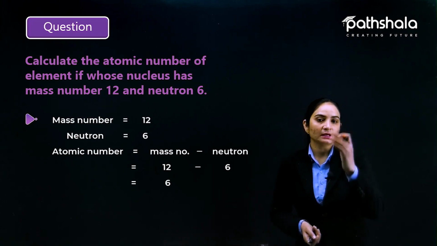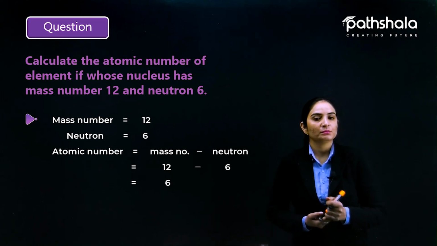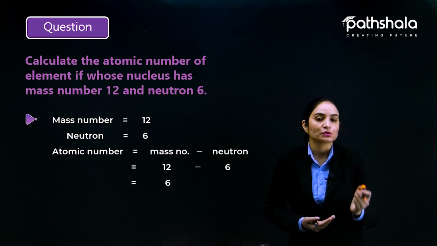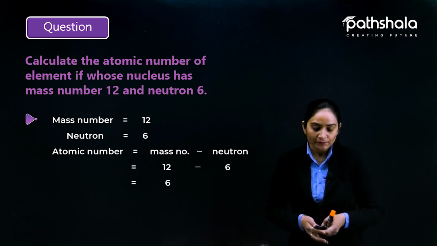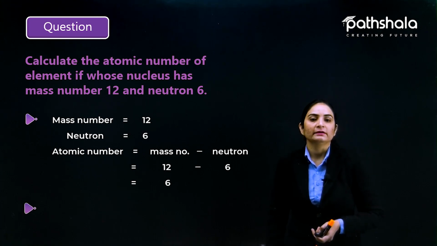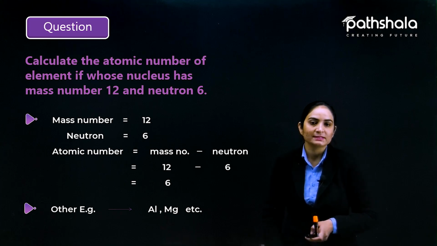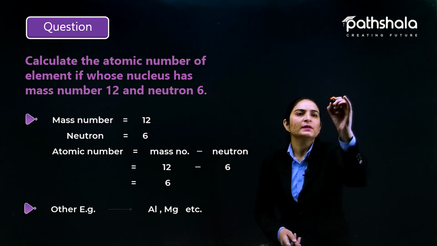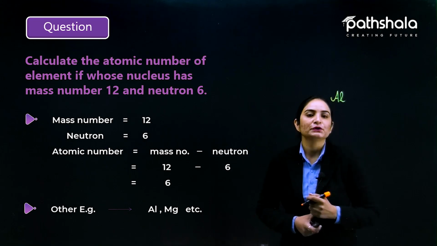So we are given the mass number 12 and neutrons 6, and for the atomic number we need to go with mass number minus neutrons, that is 6. So which element is this? This is carbon. Fine. Another example we can also find with this case. For example, aluminium they have given us, or magnesium; the same thing we need to follow. Aluminium is given, and this is the same example we need to carry forward.